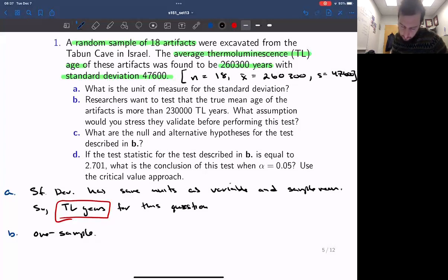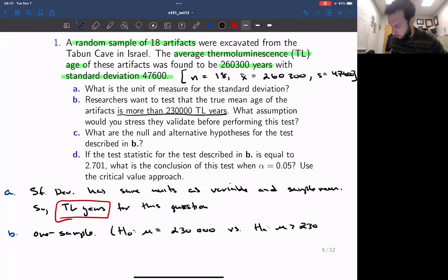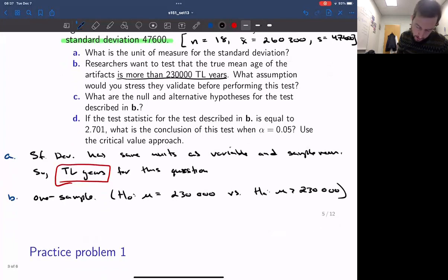Oh, sorry, it is more than. I was reading that wrong. Okay. So that means they want to do, if we were to write it out, mu equals 230,000. Remember that the null is always an equality in our situations. And then the alternative would be that it's greater than 230,000. So this is actually what they're interested in testing in the context of a hypothesis test, right?